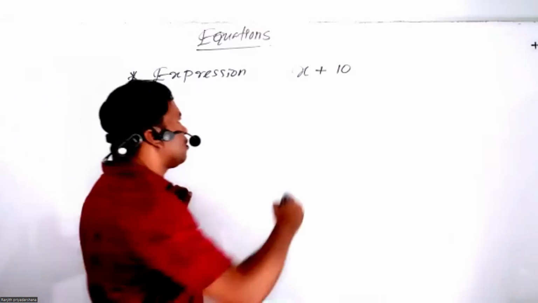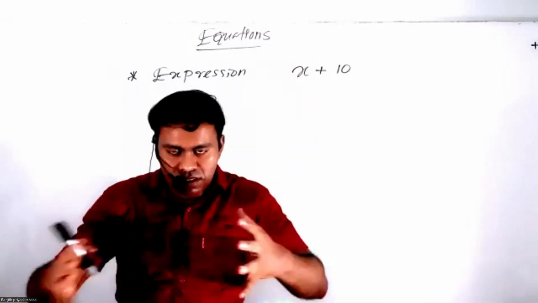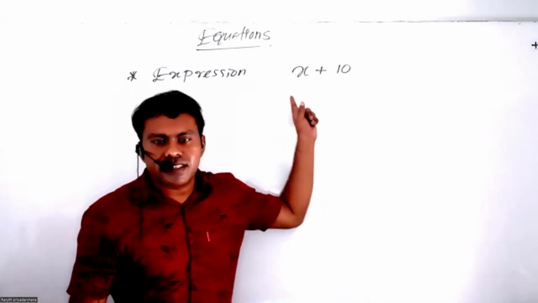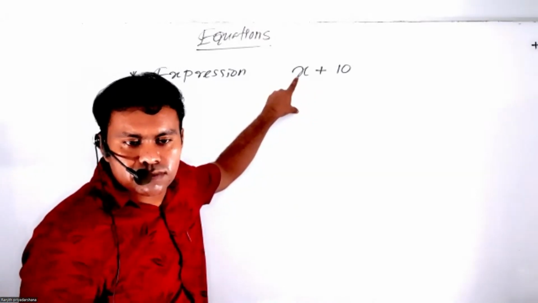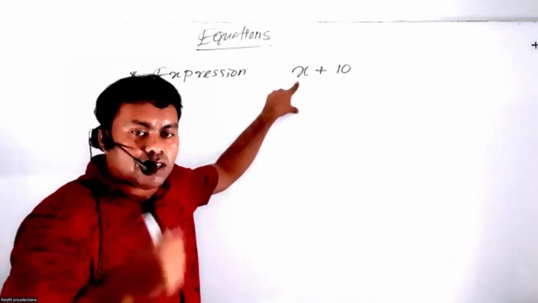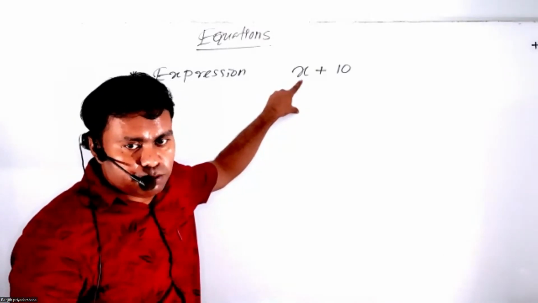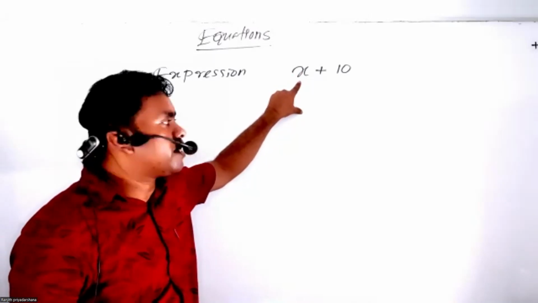This is an expression. Don't write anything, right? Can you understand? This is an expression, but it consists of an unknown term. Can you see that unknown term? So it is an algebraic symbol. Therefore, this is an algebraic expression.